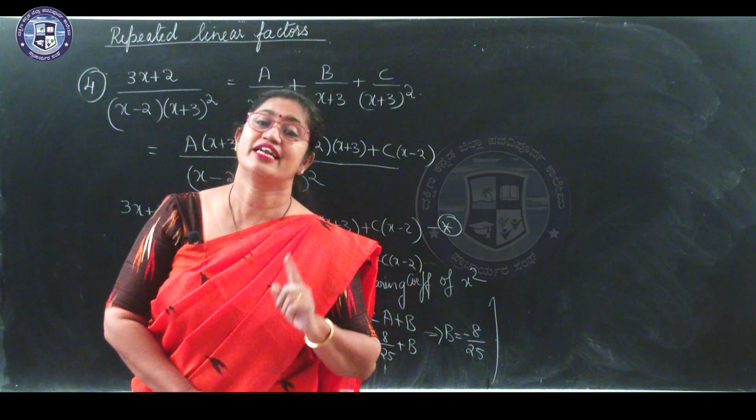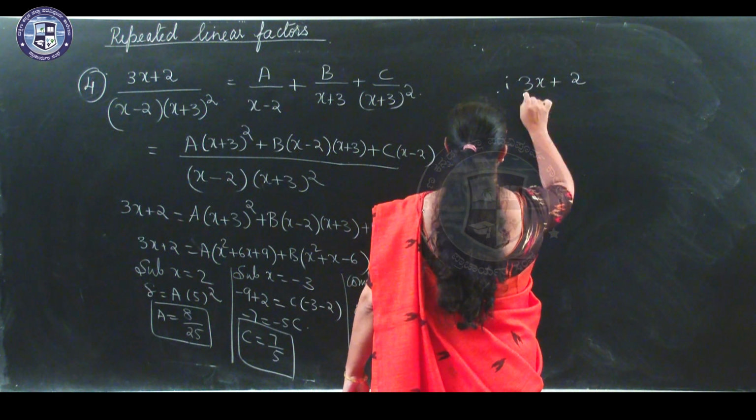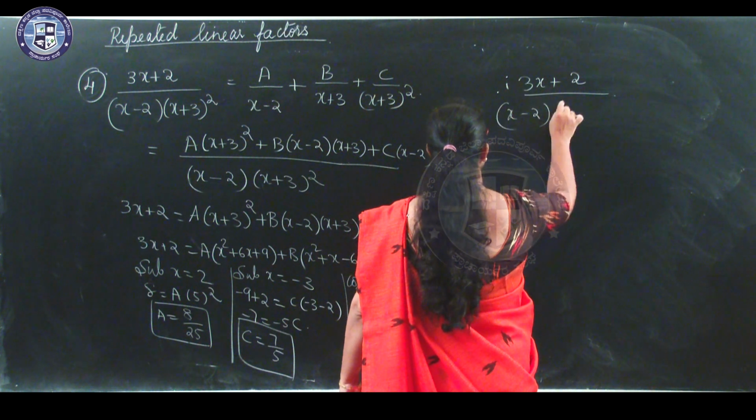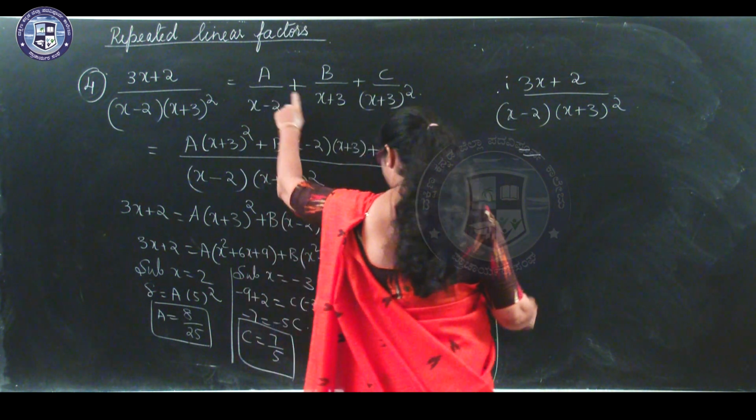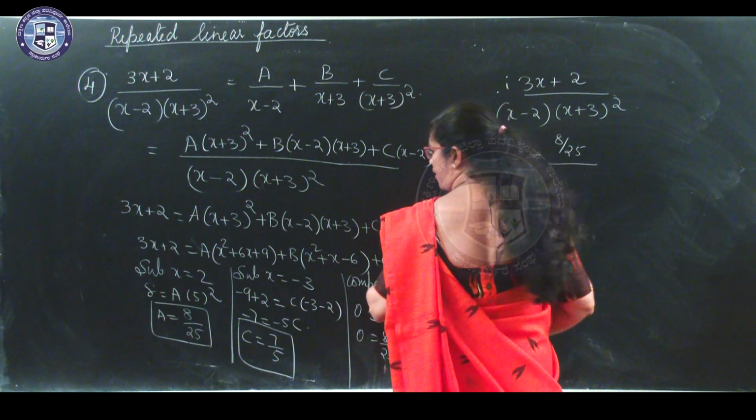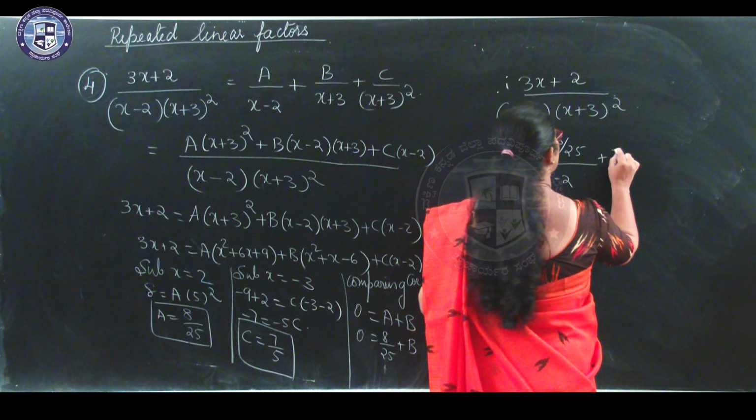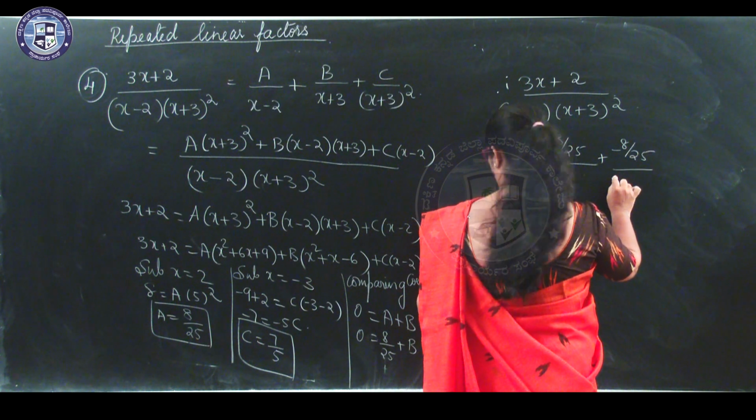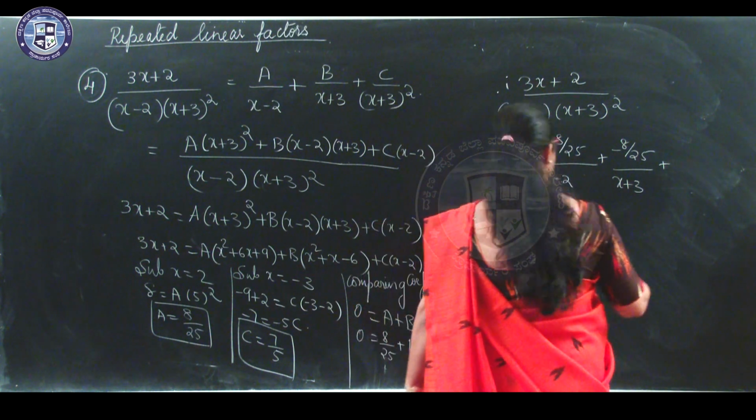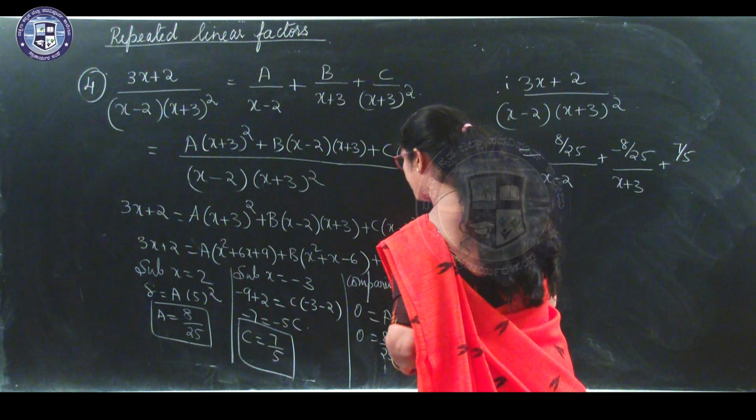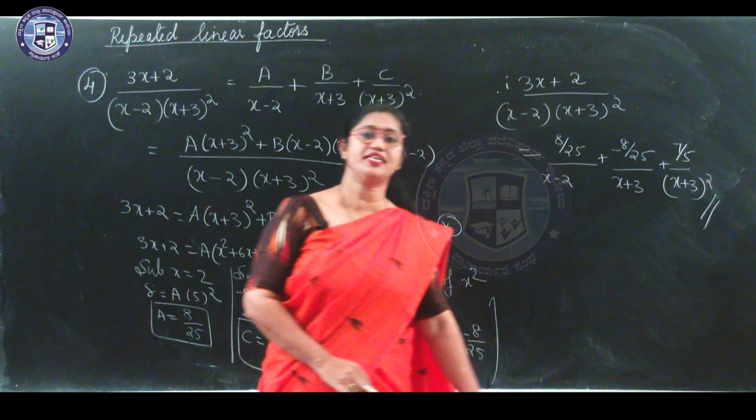The last task, write the final answer, and the final answer is therefore (3x plus 2) by (x minus 2)(x plus 3) the whole square is equal to, a answer is 8 by 25 by x minus 2 plus b answer is minus 8 by 25 by x plus 3, and last c answer is 7 by 5 by x plus 3 the whole square, and that's the final answer.